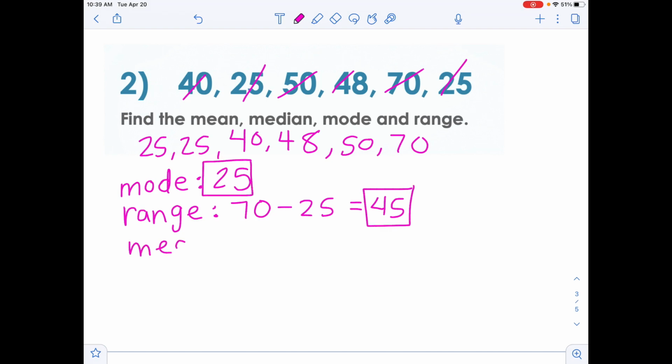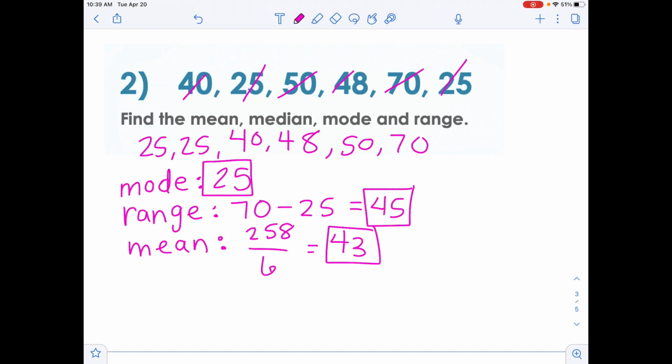The mean is all of the data added together and then divided by how many numbers there are. So when I add 25 plus 25 plus 40 plus 48 plus 50 plus 70, I get 258 divided by 6. That answer is 43. So my mean or my average is 43.